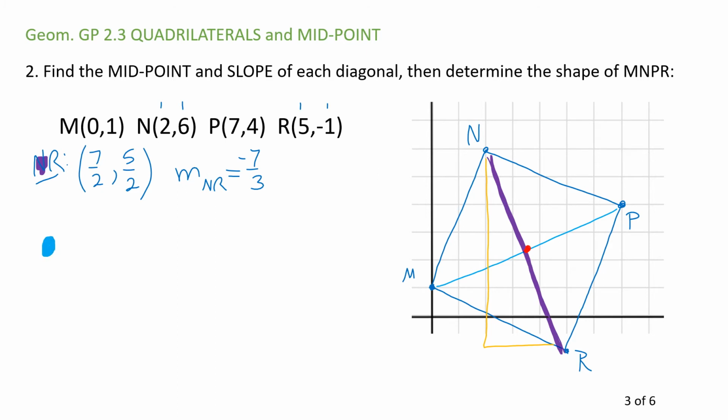Now go back and do the same thing for the other diagonal, which is called MP. I'm looking at MP, so it's 0 and 7 divided by 2. Of course, that's 7 over 2. And then 1 and 4 is 5. So they have the same midpoint. That means their midpoints are bisectors of each other. That means this is at least a parallelogram.